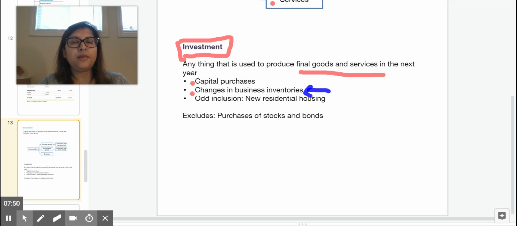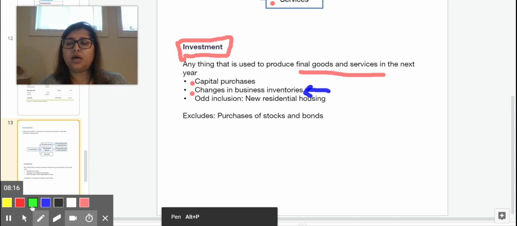Why investment? Because the hope here is that you as a business owner keep those 8,000 unsold pants in 2019, keep them until the summer of 2020, and then you sell them. In which case, you are purchasing 8,000 pants in 2019 in order to sell 8,000 new pants in 2020, and hence inventories are considered part of investment.